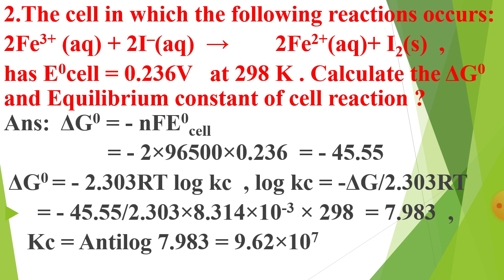Now go to the antilog table and see 983. So we take the first two digits, 98, and then the third digit, to find the antilog. So this gives the value 9.62 × 10 power 7. Here again, the Kc value should be positive, so that's why in this way we write the answer.